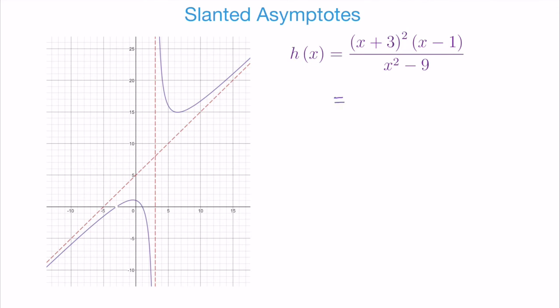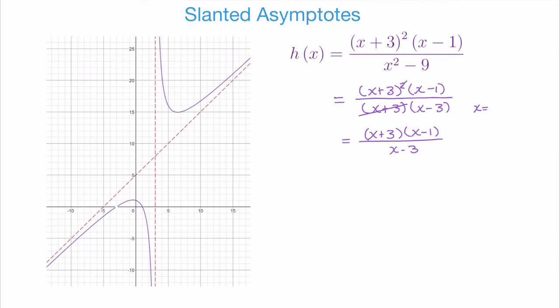H of x equals x plus 3 squared times x minus 1 over x plus 3 times x minus 3. And the factor x plus 3 from the denominator cancels out with that 2, leaving us x plus 3 times x minus 1 over x minus 3. The value x equals negative 3 is what? A hole, or a removable discontinuity.